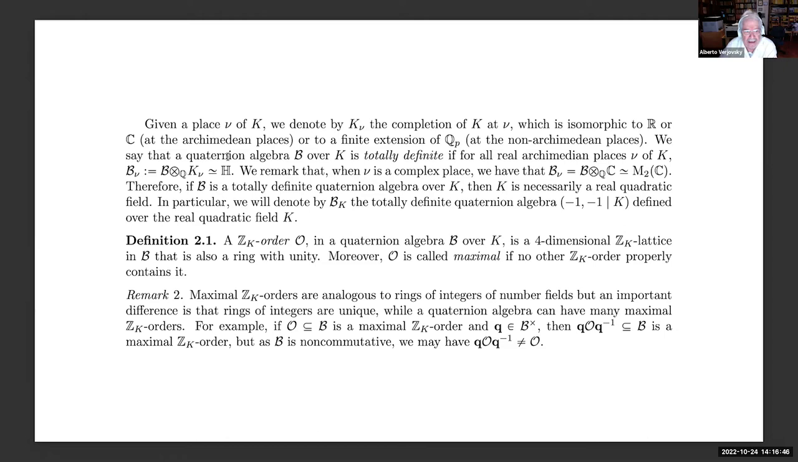We say that a quaternion algebra is totally definite if it is ramified at all Archimedean places. And there's also this dichotomy: if v is a complex place, then B_v is always isomorphic to the ring of 2 by 2 matrices with complex coefficients. So if B is a totally definite quaternion algebra, the case is necessarily over real quadratic fields. So we're essentially only in this case. And now this is the definition I want to emphasize.